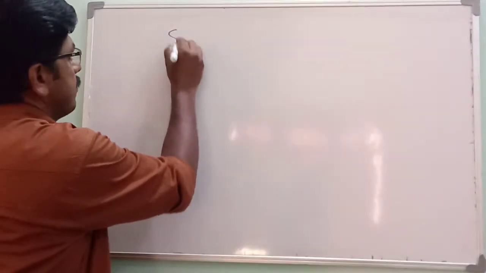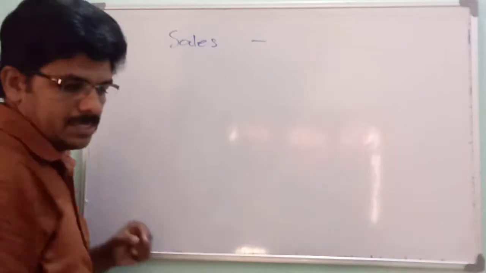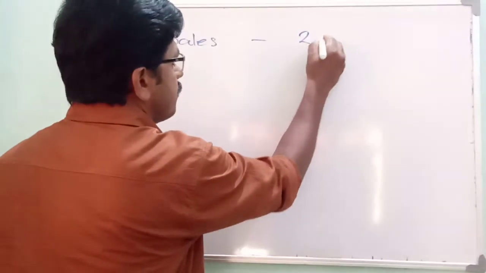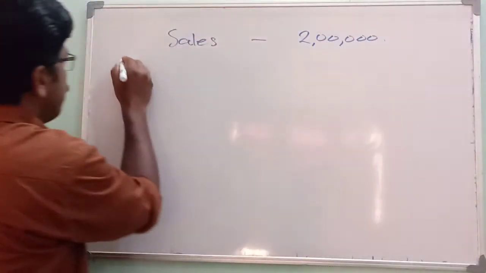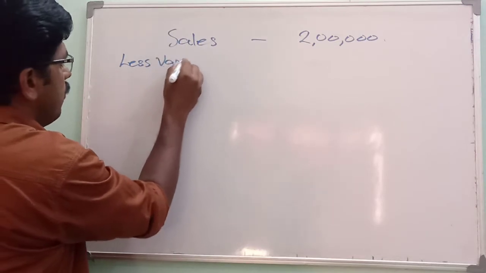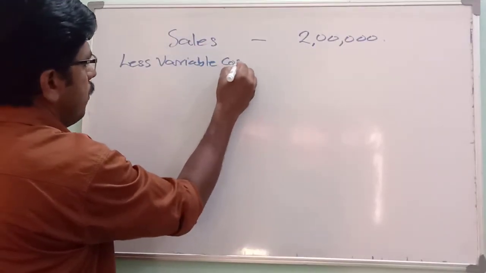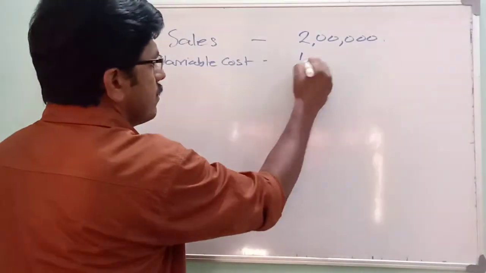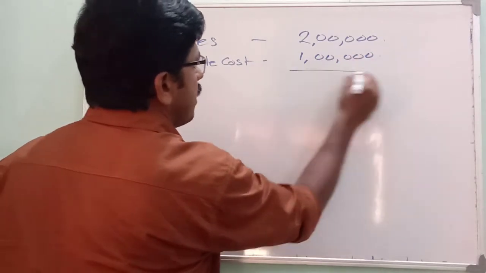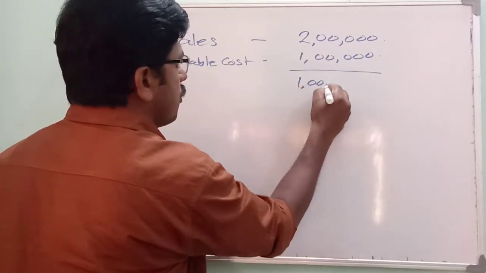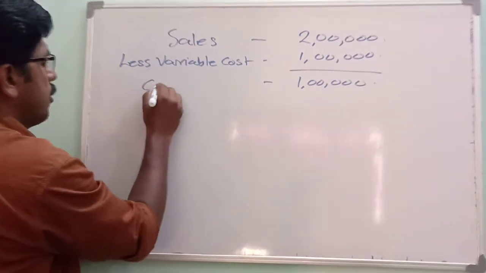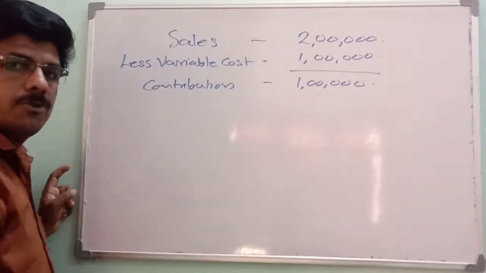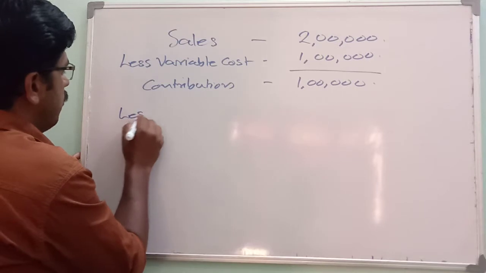Yes, sales rupees 1,000 units 2 lakh. Okay, total amount rupees 2 lakh. Less variable cost. Variable cost should be deducted from sales. So variable cost is equal to rupees 1 lakh. Sales minus variable cost is equal to contribution. So this is known as contribution. Contribution minus fixed cost is equal to operating profit. Less fixed cost.